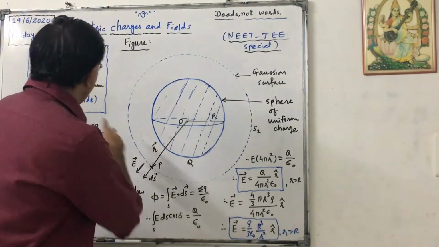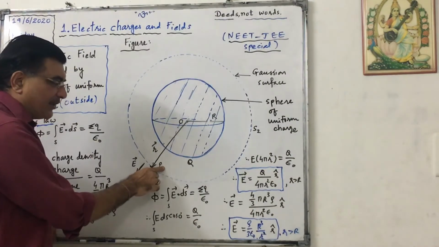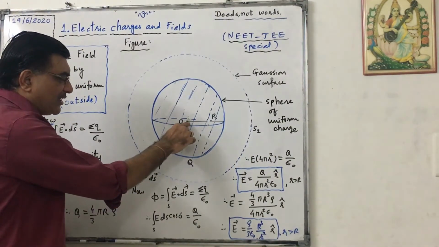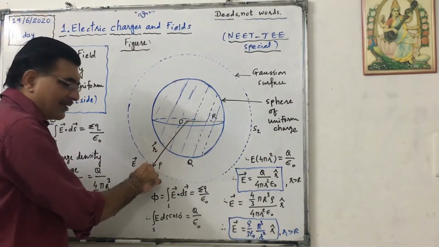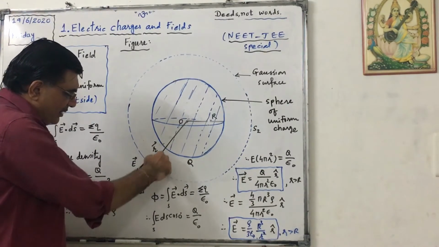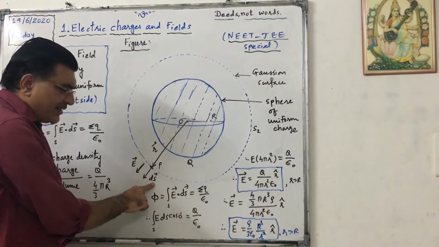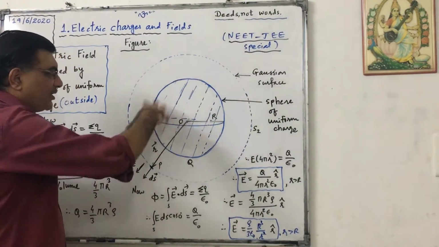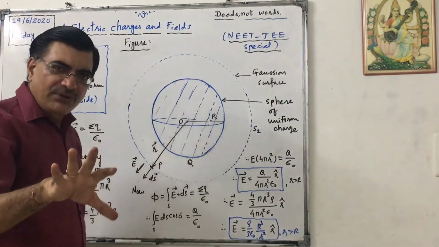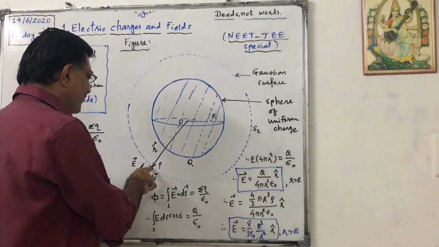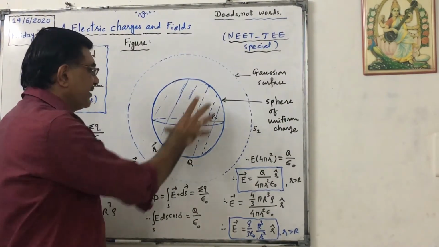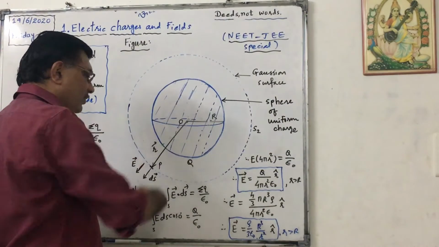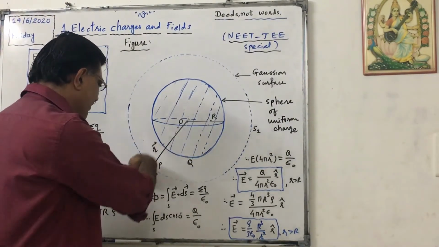We have to consider a point outside. I have considered here point P. Its position vector with respect to the center of the sphere is vector R. A small surface element is vector ds. We know that the electric field will be in this direction because we have considered positive charge. Generally we consider positive charge distribution. If I put here a unit positive charge, this positive charge will offer a repulsive force. So the electric field is in the same direction.